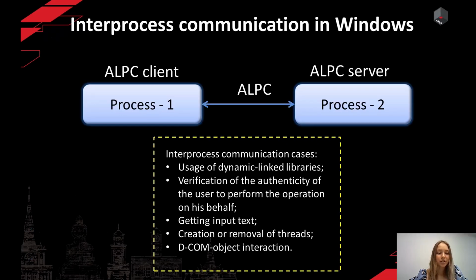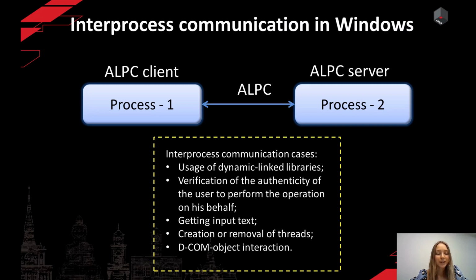Every application in the system is a process. Processes can exist apart from each other, but they constantly need to interact with each other for different purposes: to use dynamic linked libraries, verify the authenticity of the user to perform the operation on his behalf, get input text, create or remove threads, interact with Windows DCOM object model, and so on.